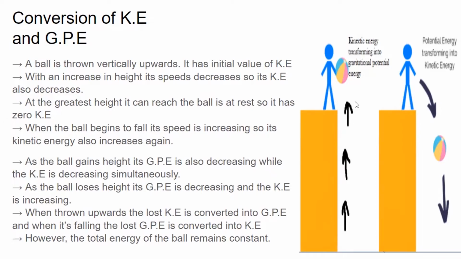When the ball reaches its greatest height, it's at rest, so its kinetic energy is 0 and its gravitational potential energy will remain constant. But when the ball begins to fall, its speed is increasing again, so its kinetic energy is also increasing, while the distance between the ball and the ground is decreasing, so its gravitational potential energy is also decreasing. So the total energy of the ball still remains constant.